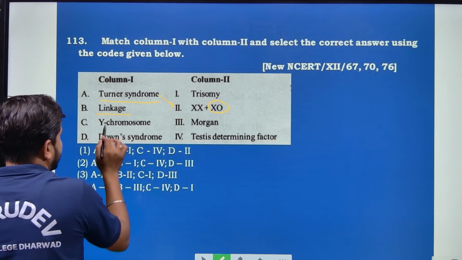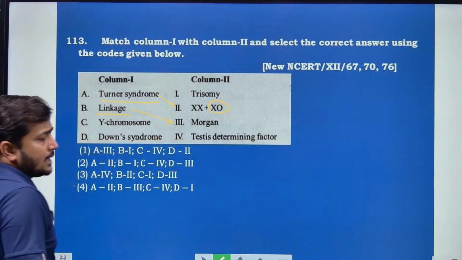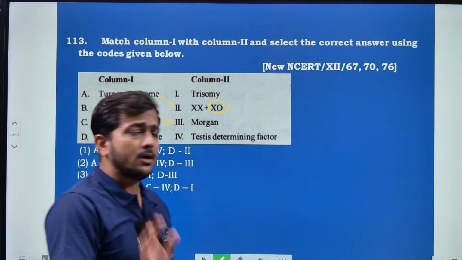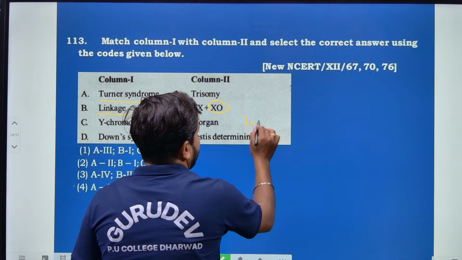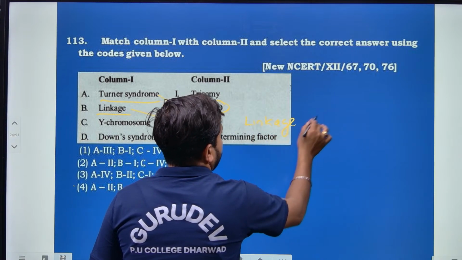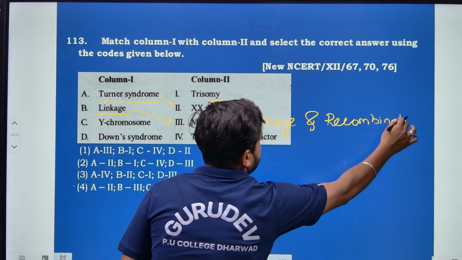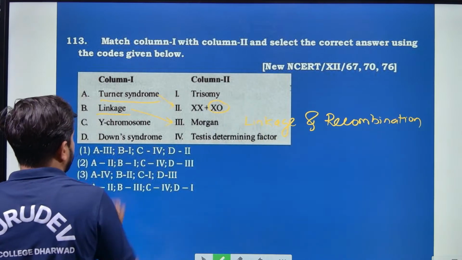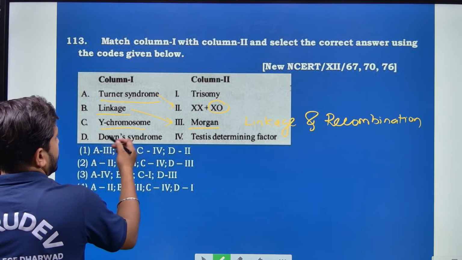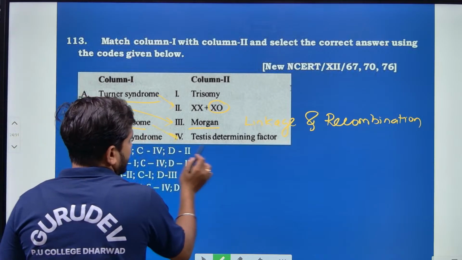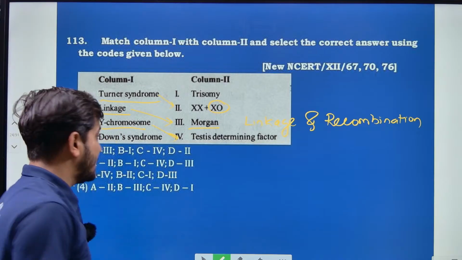Then linkage: who gave linkage? Based on the T.H. Morgan experiment using Drosophila melanogaster, he himself gave linkage as well as recombination. So that is Morgan. Then the Y chromosome is a testis determining factor.